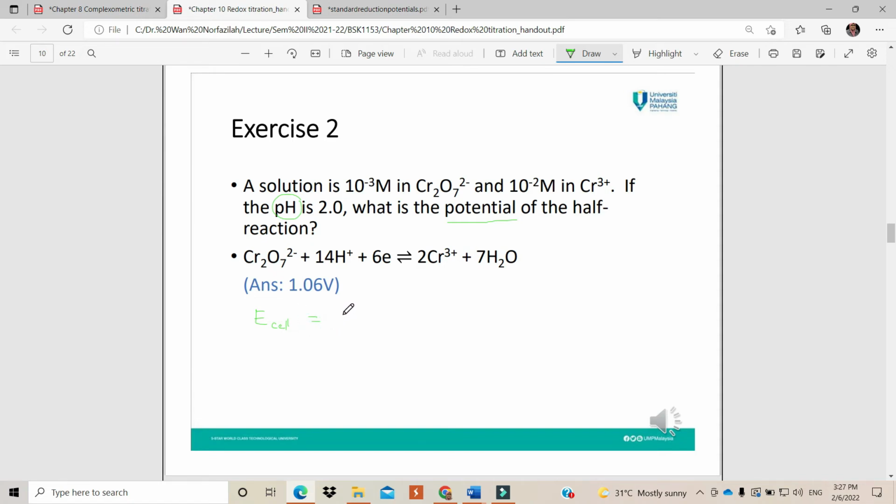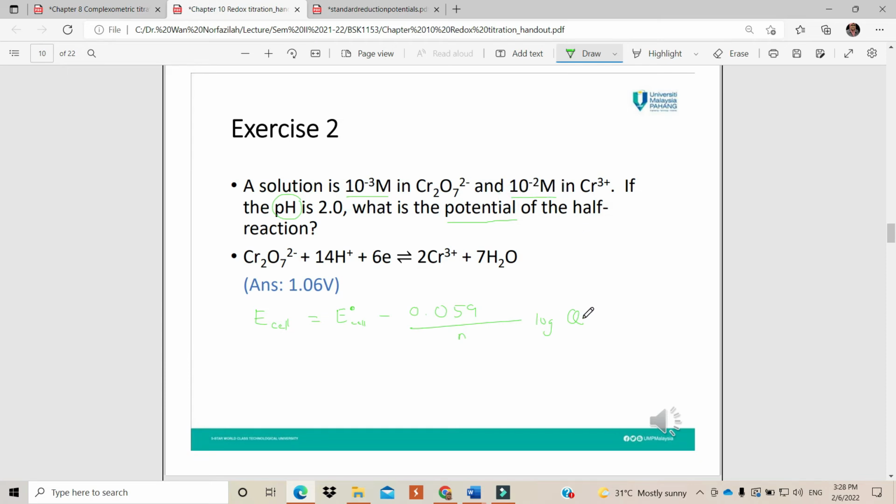Equation. E cell equals E naught cell minus 0.059 over n log Q. Okay, macam mana nak tahu? Sebab dia dah bagi concentration. Bagi concentration here.